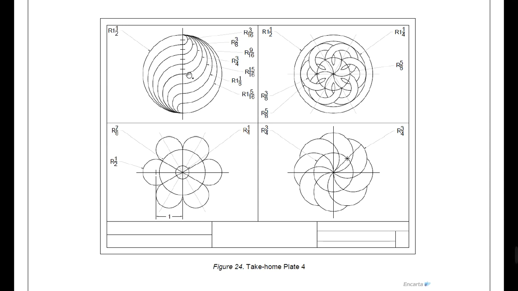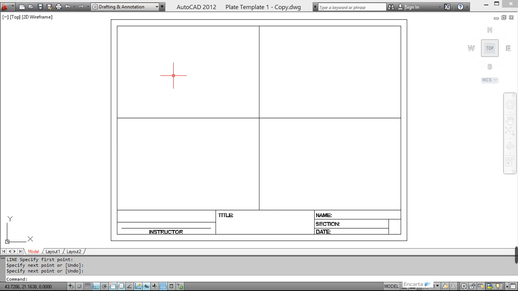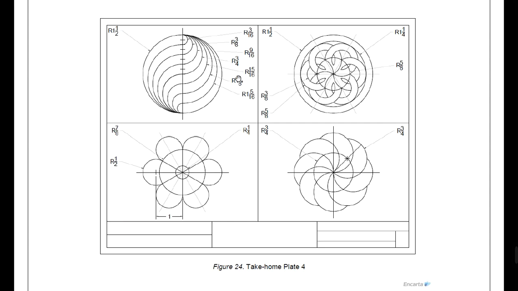But we need to center all the figures in each subdivided space. Okay, to locate the center of this first space, we can draw diagonal lines connecting opposite corners, and then you can consider this as the center. Okay, in this figure, we can start with the outermost circle.